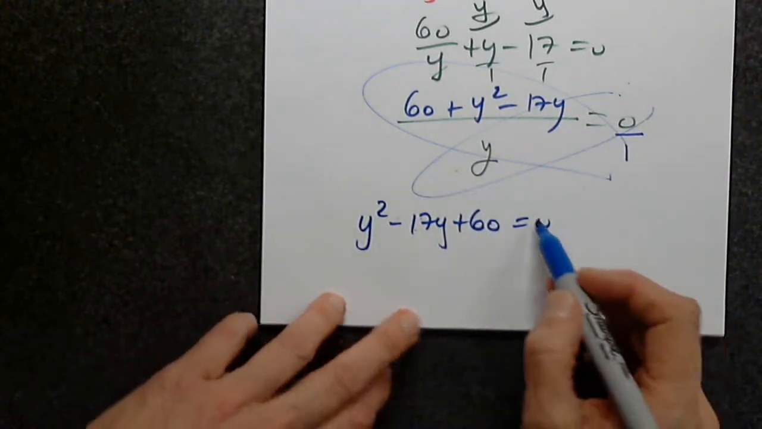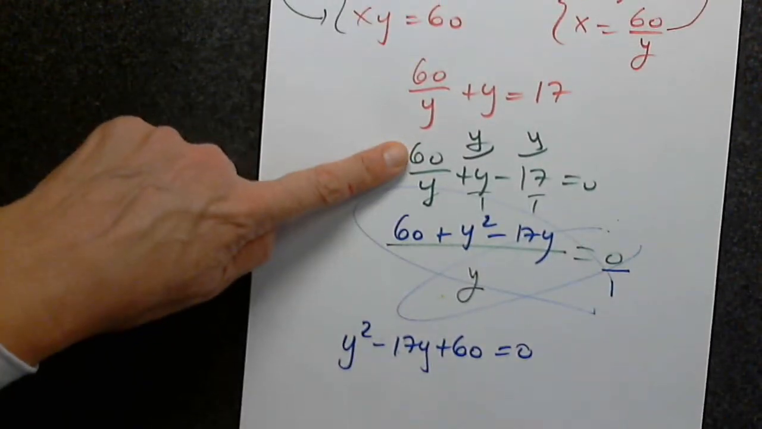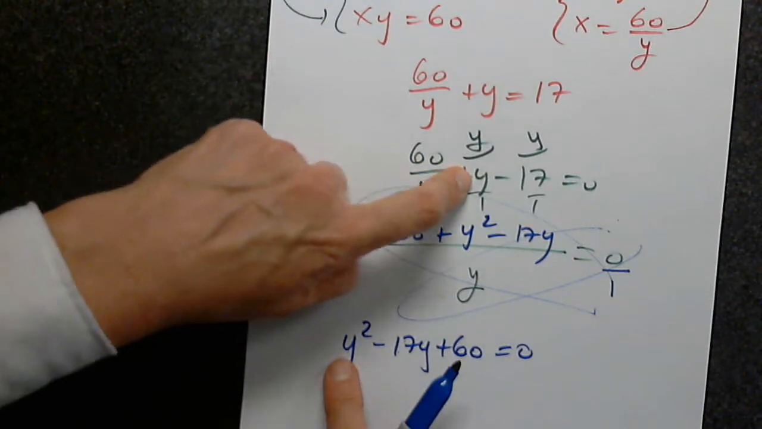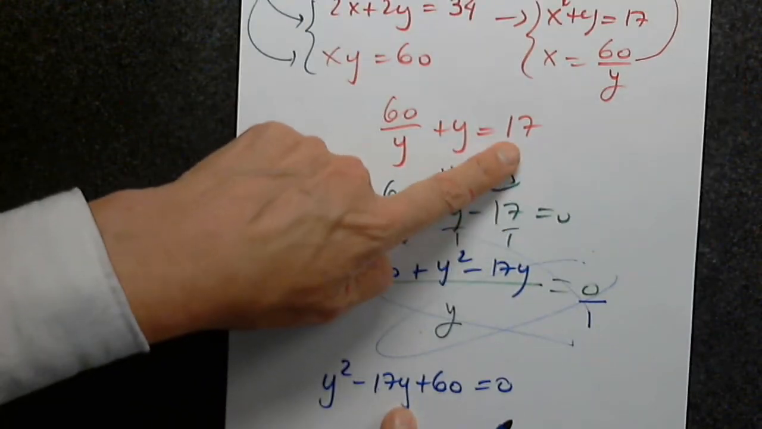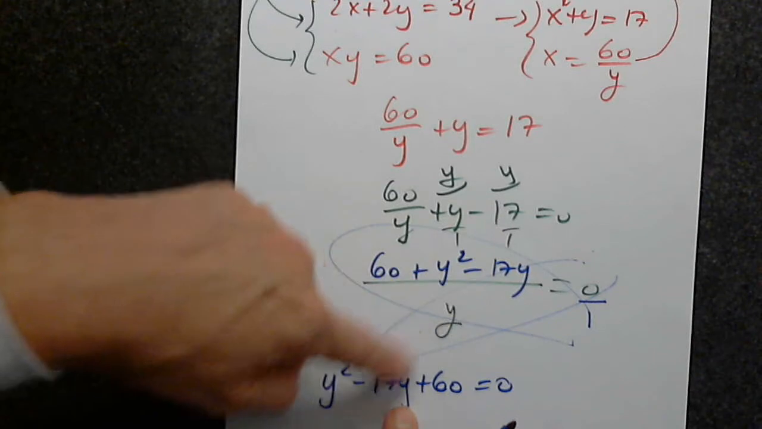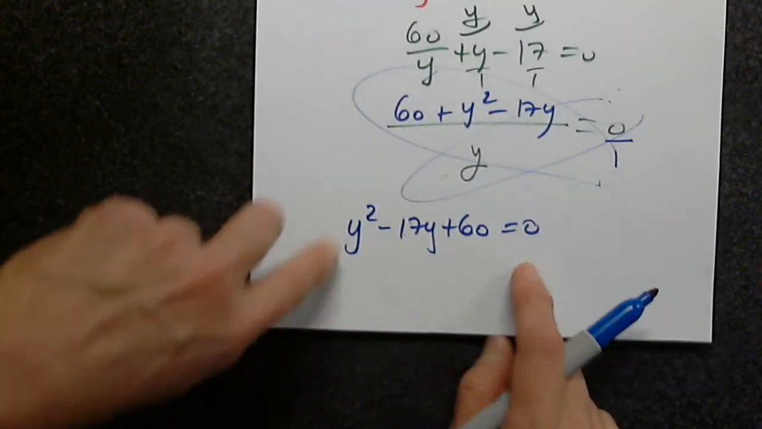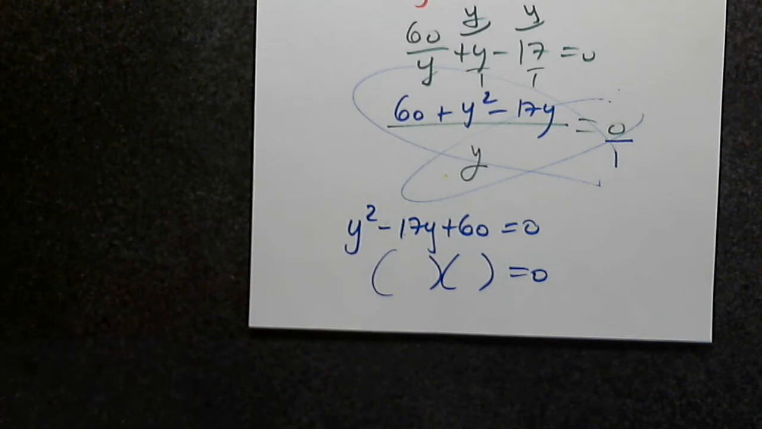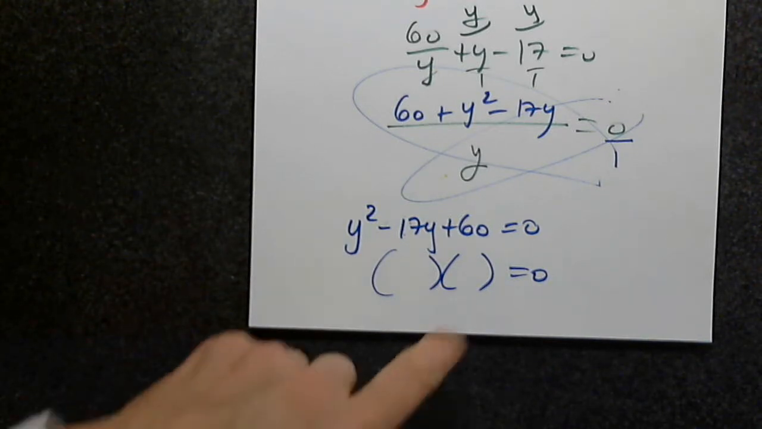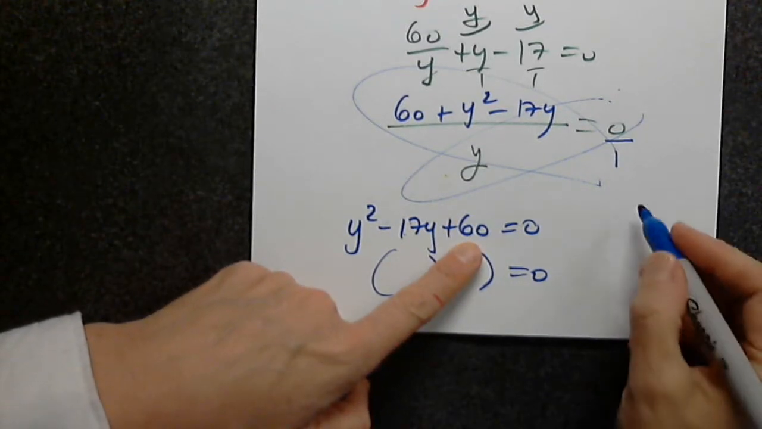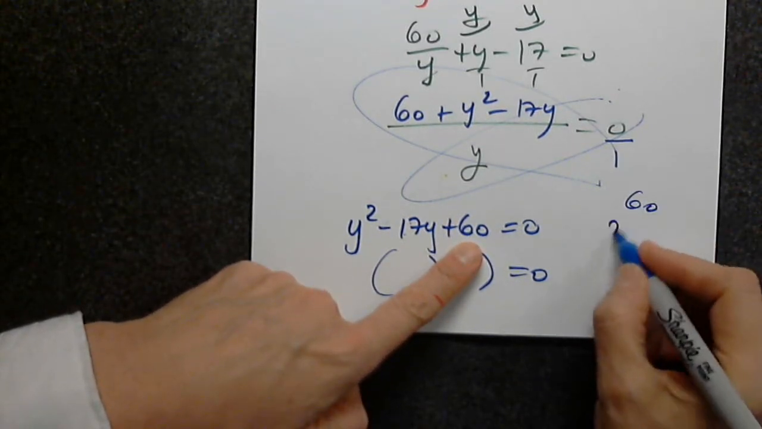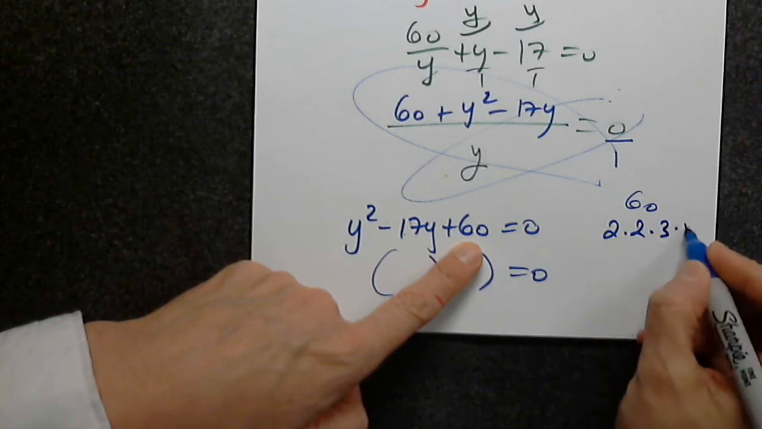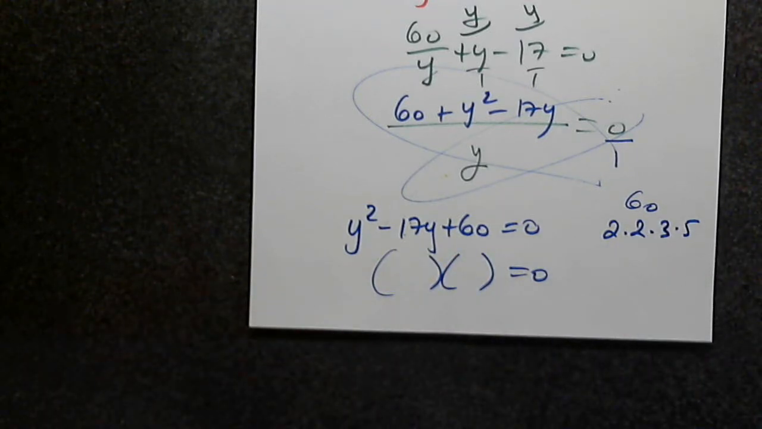So we are going to get the same thing, right? So 60 is here, y squared is here, negative 17y. And if you have 17y here, you're going to bring it to the other side, it will be negative. So it doesn't matter. If we cannot factor in a blink, we will be using the quadratic formula. But 60 is not a difficult number to work with, right? So 60 is 6 times 10. 2 times 2 times 3 times 5.